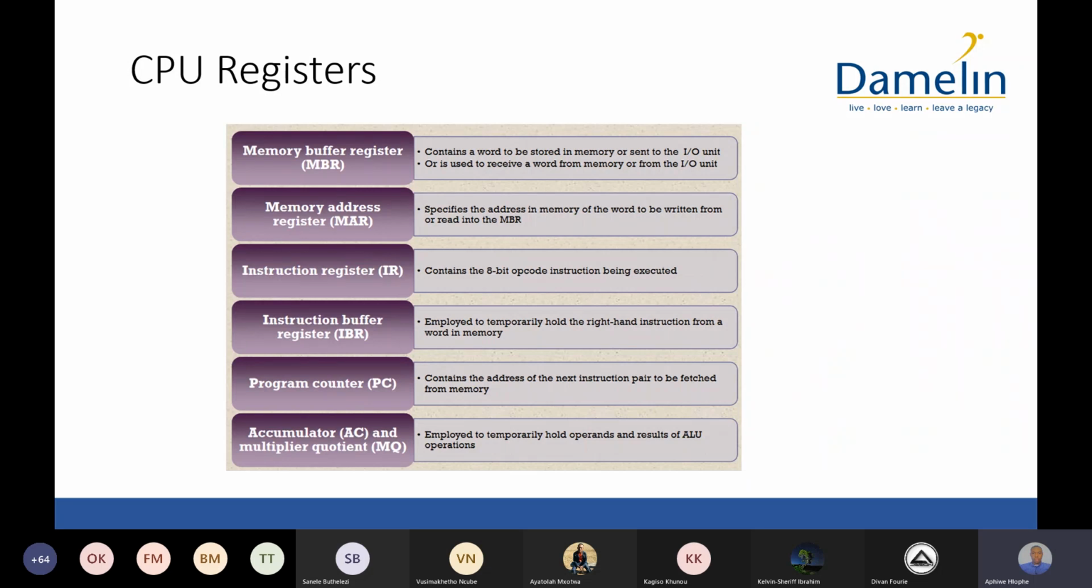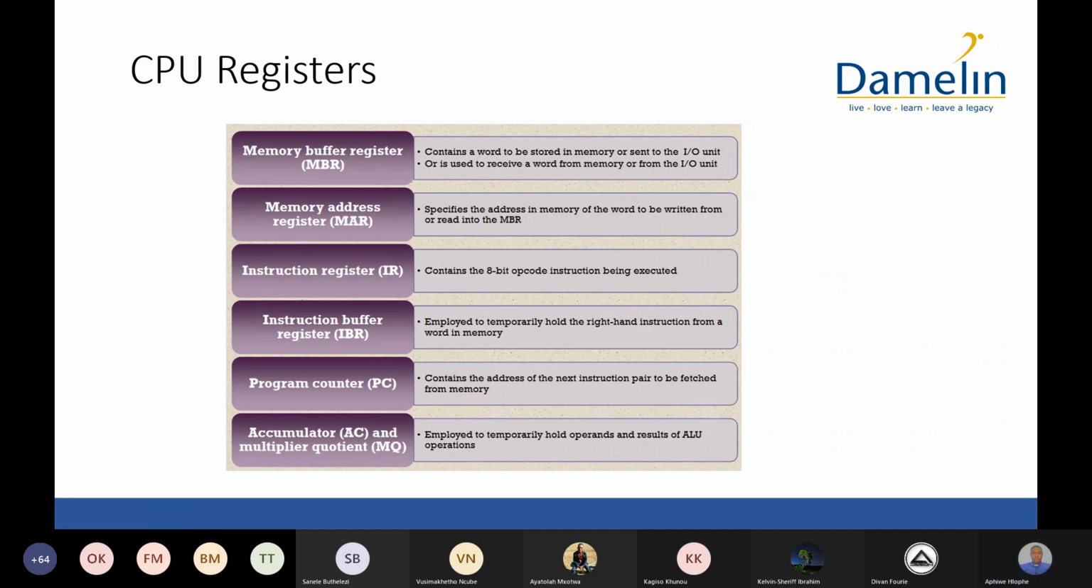And then we have the accumulator and multiplier quotient. This just stores the output, the result. Once the result is generated, it's still awaiting to go back to the RAM, and it's going to go to the accumulator and multiplier quotient register. So these are the different classes of registers that exist.